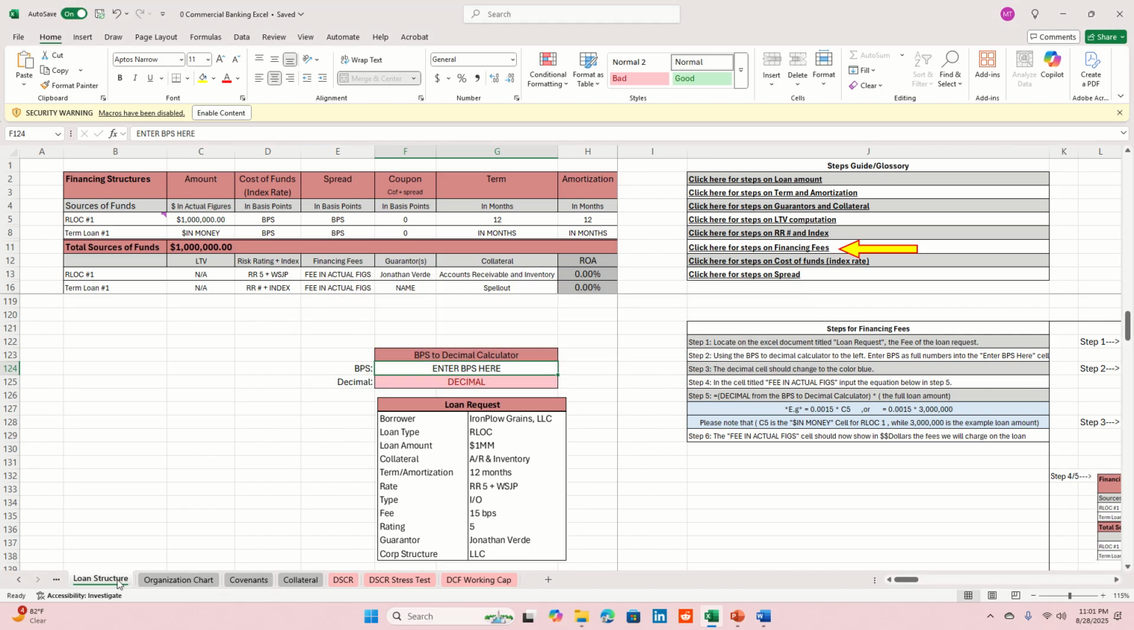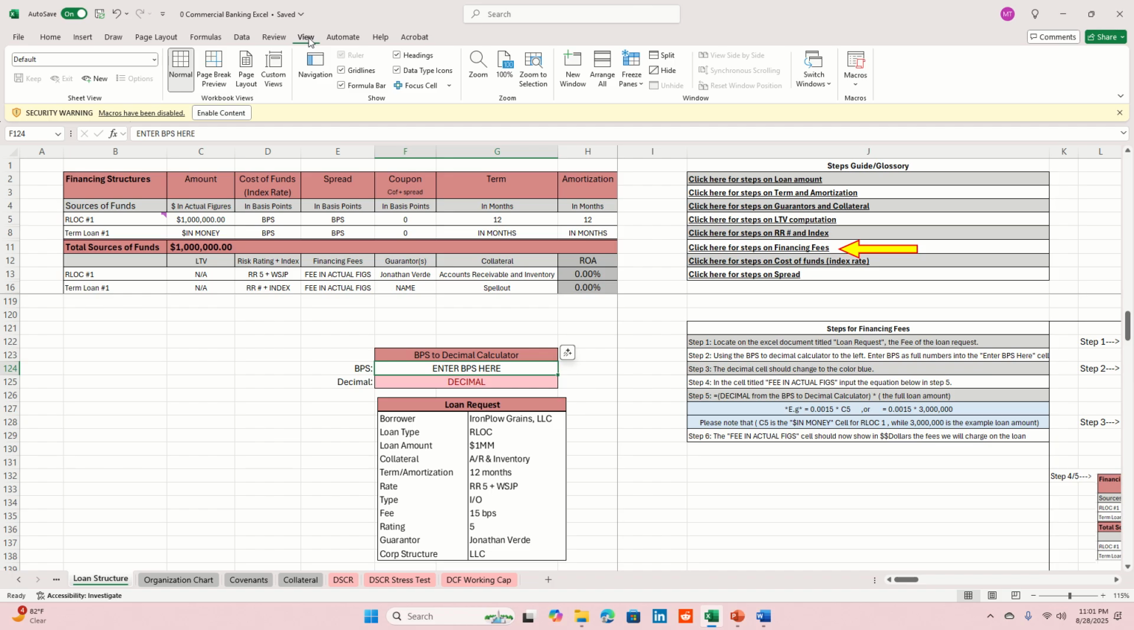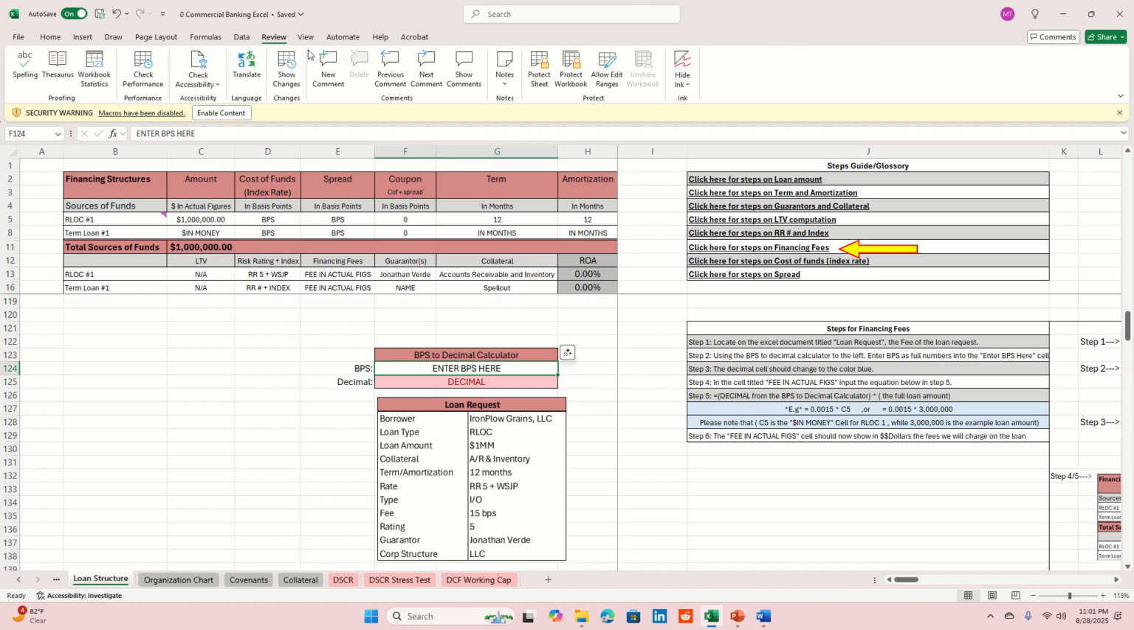Oh, mine is protected. Yours might be protected too. Just unprotect it. And if you don't know how to unprotect it, go into review, and then there should be something like this, and you just click it. And if you have a MacBook or something like that, it might say something else, but it should have a lock symbol, and then you just click that and it'll unlock it. So anyways, let's get back to it. There's a fee, 15 bips. We're gonna do 15, enter, and that's gonna give us a decimal, right?